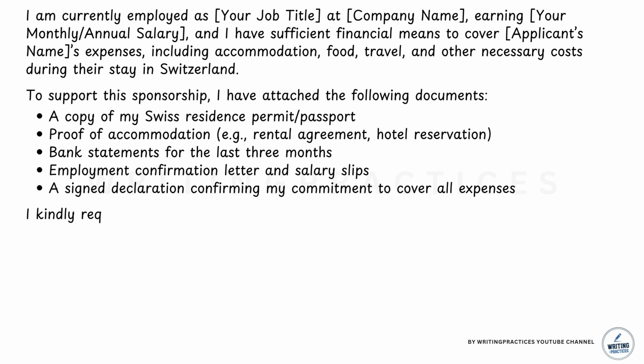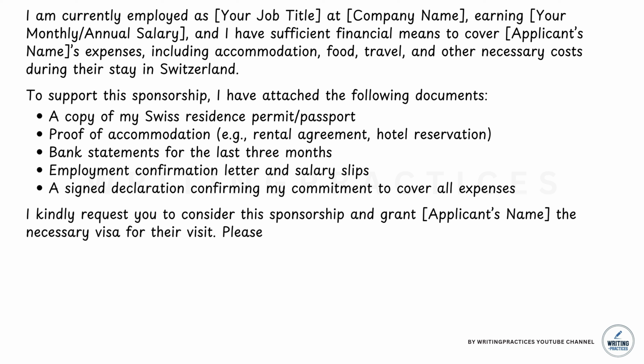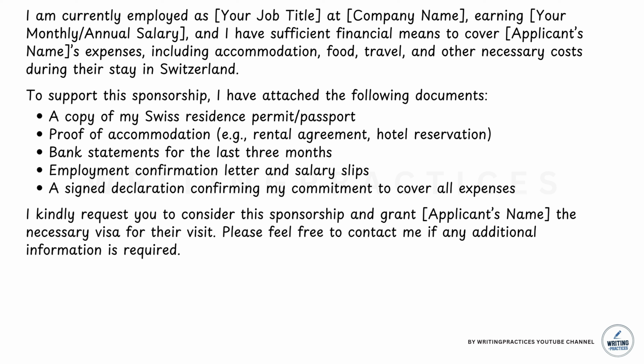Request for visa approval. Now you should politely request the embassy to consider your sponsorship and grant the applicant a visa. Example: I kindly request you to consider this sponsorship and grant applicant's name the necessary visa for their visit. Please feel free to contact me if any additional information is required. This paragraph is important because it clearly asks for visa approval, shows confidence in the legitimacy of the request, and offers to provide more information if needed. Keeping this section polite and professional helps create a positive impression.